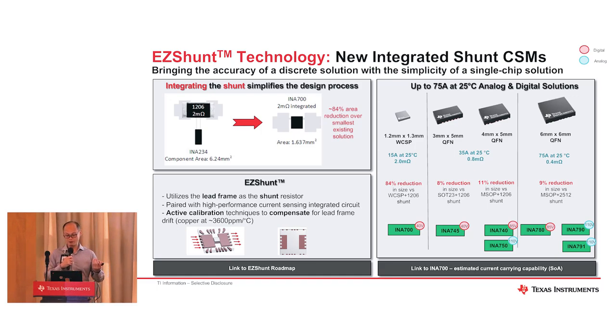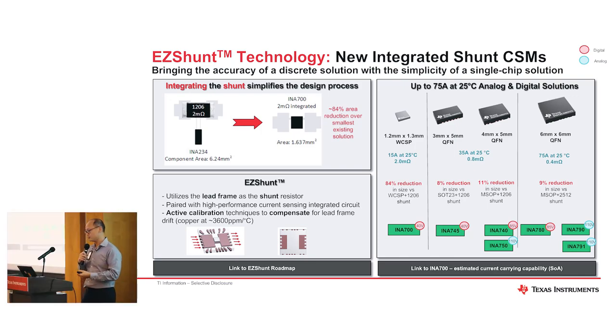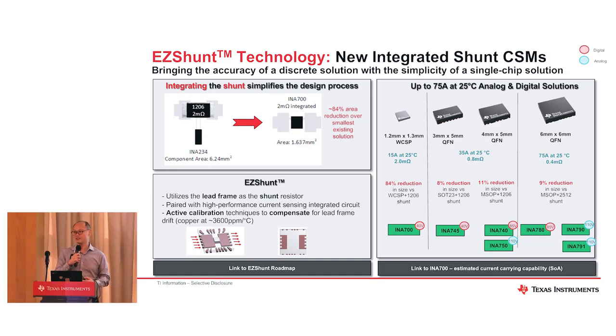We can have 15 amps in a wafer chip scale package, 1.2 by 1.3 mm, as tiny as that. In a QFN package, up to 4 by 5 mm, we can do 35 amps. And if you want up to 75 amps for the shunt technology for current sensing, it's in a 6 by 6 package. So we use the lead frame as your shunt resistor to do current sensing. With that, we make the IC chip very, very small, and it's also lower cost than having to buy the external resistor.